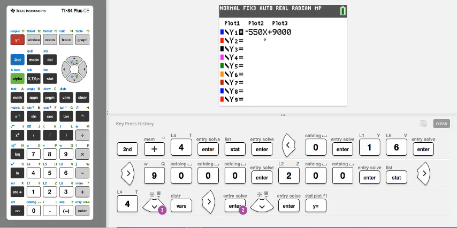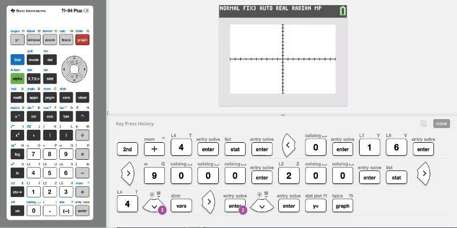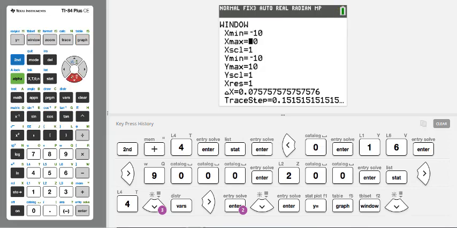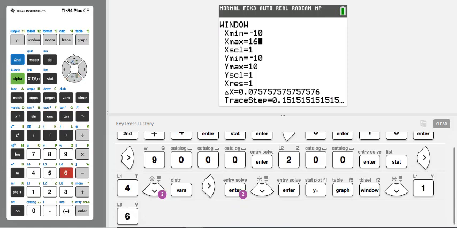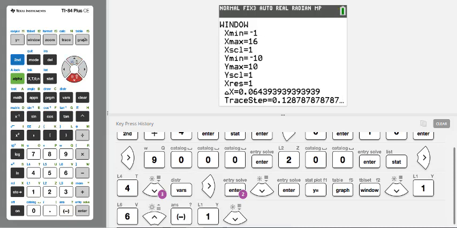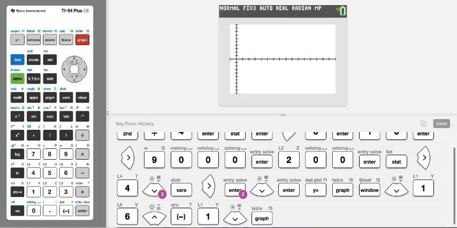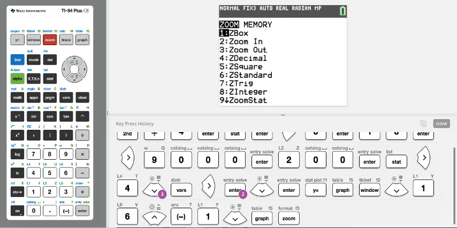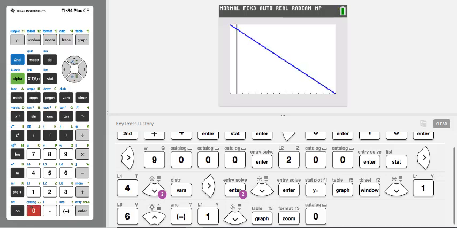Now we have that equation in Y1. We hit graph. Nothing's there, is it? Well, what I want to do is move my x's out to x max 16 and make my x min negative 1. And we're just going to hit graph. It still doesn't show up. It's okay. I've set my x's. Now if I hit zoom 0, which is zoom fit, I can see it graphed.